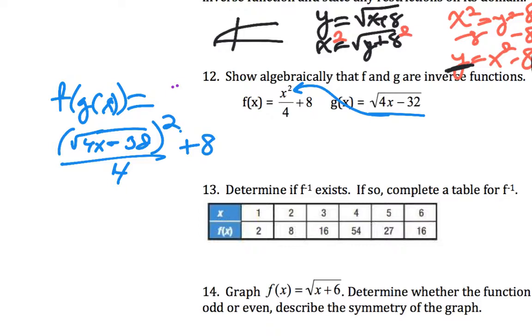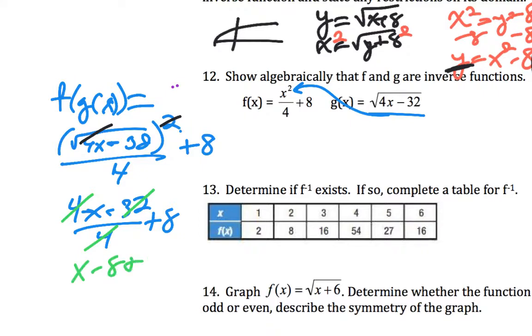Well, the square and the square root undo each other. So I have 4x minus 32 over 4 plus 8. The 4 goes into each of these, so it's x minus 8 plus 8, which is x. So yes, they are inverses of each other.